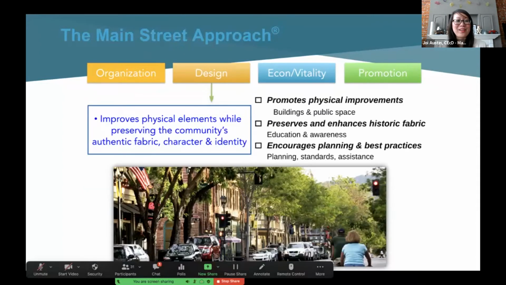And then when we move into design, that's that physical improvement to the space, right? So it's really providing your community with the tools that they need to improve the appearance of the district. I tend to see that this is one of the first places that we really try to look at when it comes to starting to engage a Main Street program in general. What does it look like when people are entering into your district? You want to be able to preserve that character because it is truly what makes your community unique.